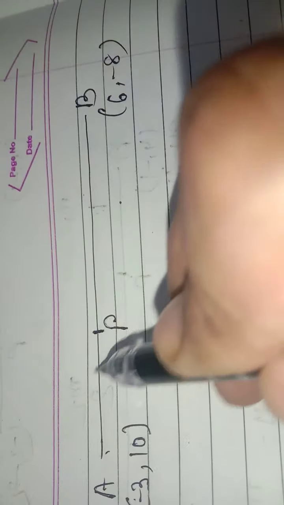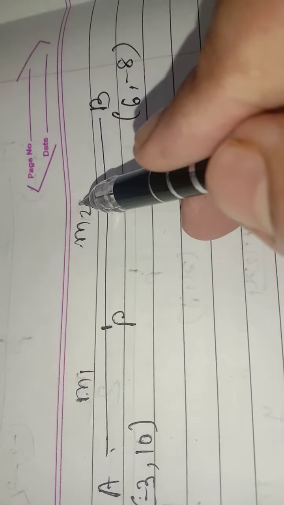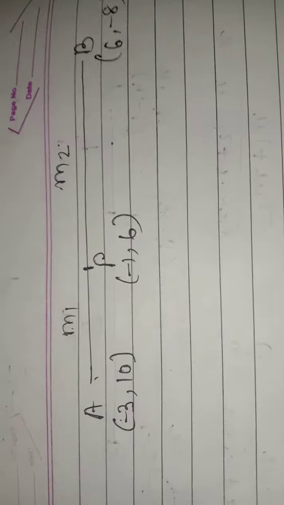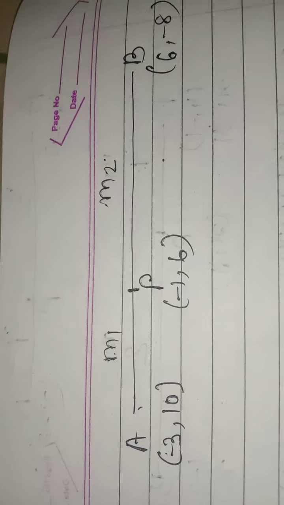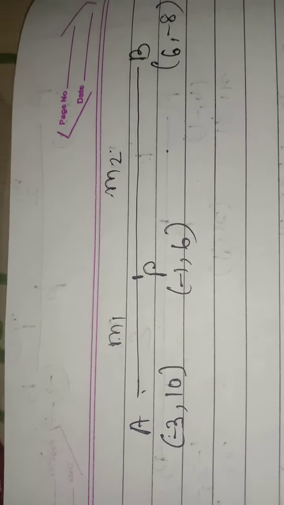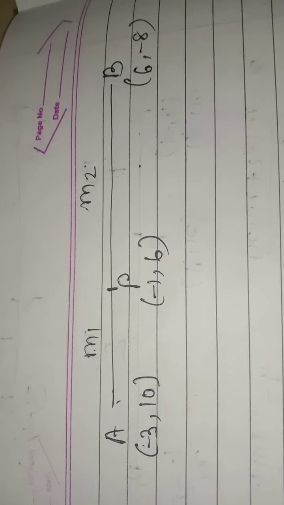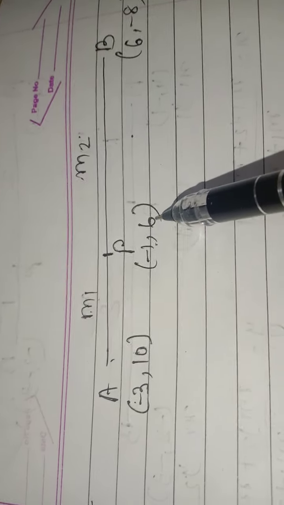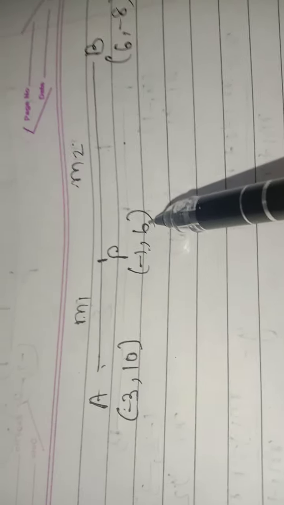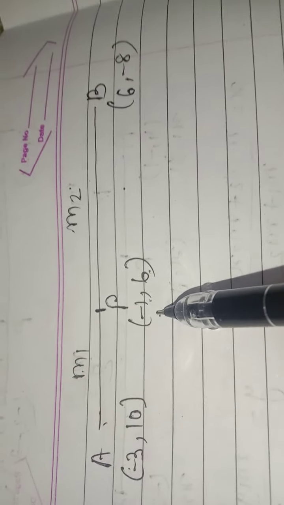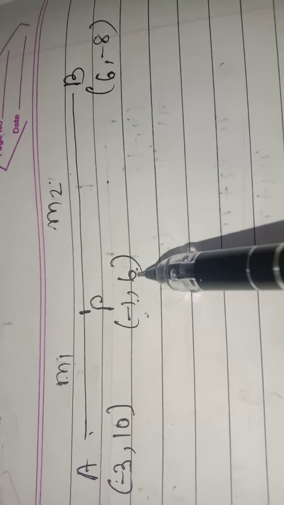P is dividing it in the ratio of m1 to m2, and the ratio is not given, but the coordinates of P are given as minus 1 and 6. So I am sure you got the idea that this is the inverse of question number 1 and question number 2. Clear? So we have to use the same formula, but the calculation will be a little bit different. Now see, the value of x and the value of y are both given, so it is not necessary to go for both. We can find the ratio using either the value of x or the value of y. Let's do it.